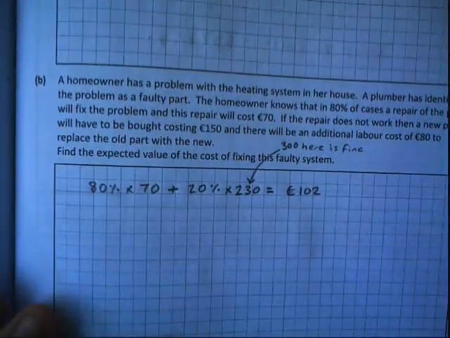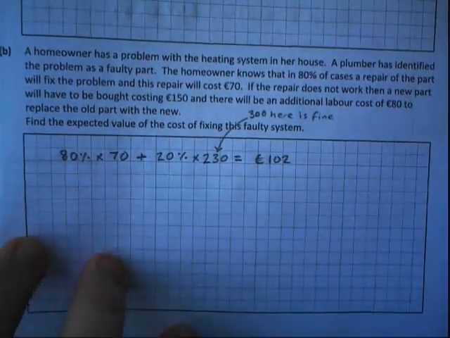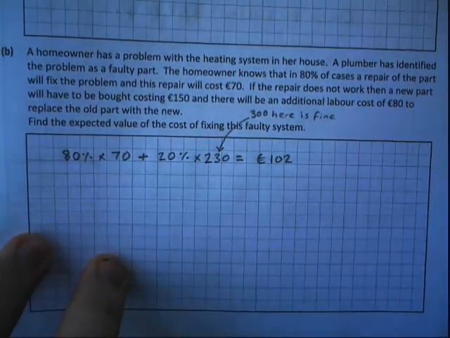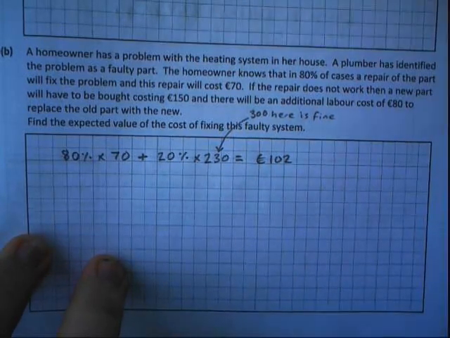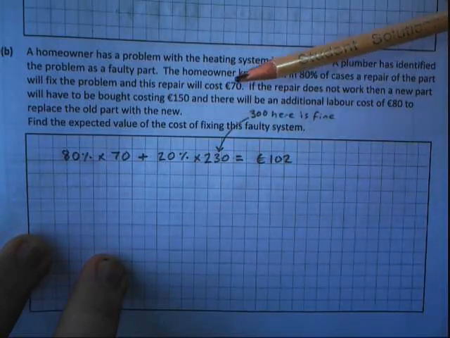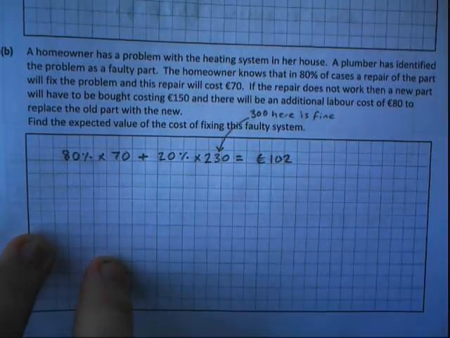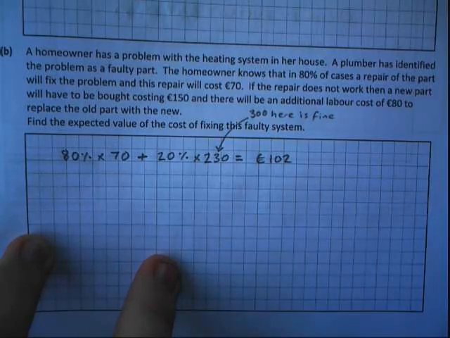Right, we'll finish question 7 in this video, I think. So, did I say question 7? Question 10 in this video. Right, so a homeowner has a problem. You've got percentages, so probabilities, and you've got money. So when that happens, you're multiplying those two things together to work out an expected value.